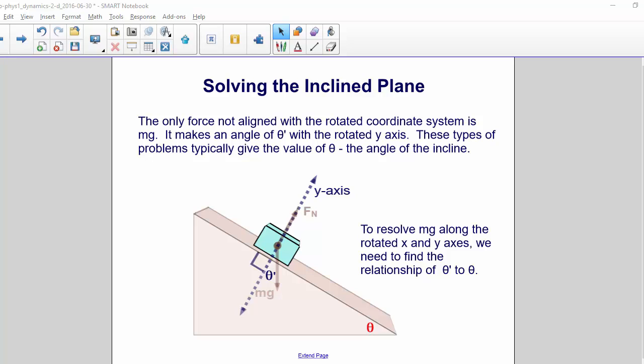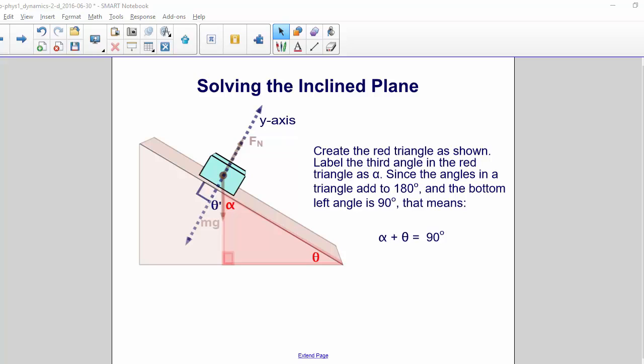The only force not aligned with our coordinate system is mg. It makes an angle of theta prime with the rotated y-axis. So we need to figure out what theta prime is. Now let's look at this red triangle.